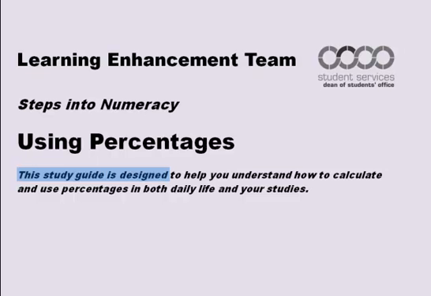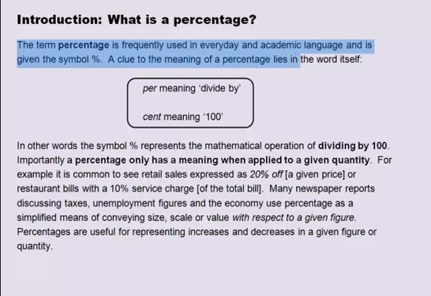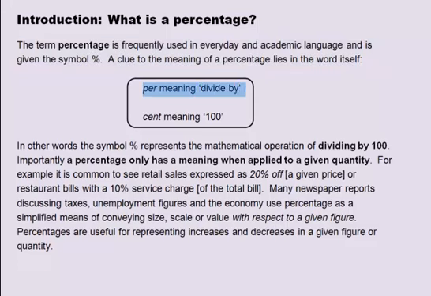This study guide is designed to help you understand how to calculate and use percentages in both daily life and your studies. Introduction. What is a percentage? The term percentage is frequently used in everyday and academic language and is given the symbol %. A clue to the meaning of a percentage lies in the word itself. Per means divide by. Cent means 100. In other words, the symbol % represents the mathematical operation of dividing by 100.